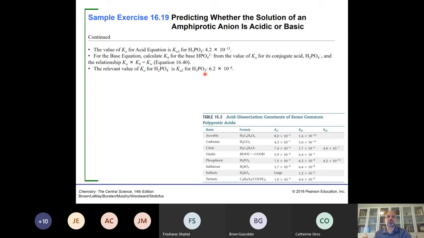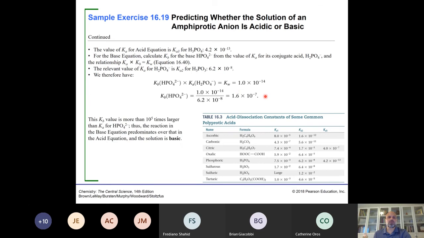We went through, plugged in the Ka times Kb equals Kw equation, solved for Kb, and came up with 1.6 times 10 to the minus 7. We compared the Ka3 versus the Kb, and determined that because the Kb was larger than the Ka, the solution was going to be a basic solution, and that's right where we left off. The point we're at is the sample problem.